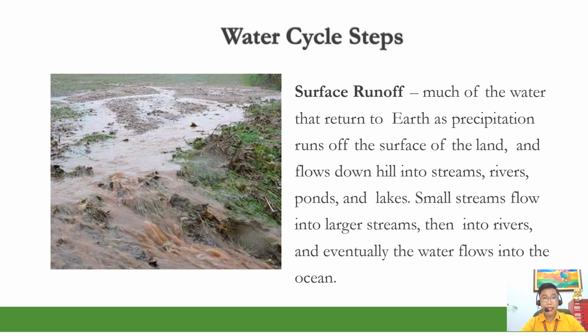The next step in the water cycle is surface runoff. Much of the water that returns to Earth as precipitation runs off the surface of the land and flows downhill into streams, rivers, ponds, and lakes. Small streams flow into larger streams, then into rivers, and eventually the water flows into the ocean.